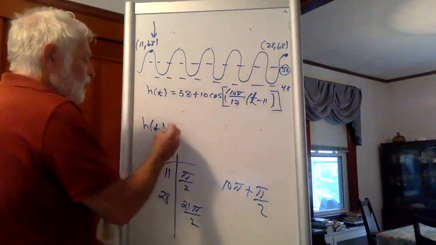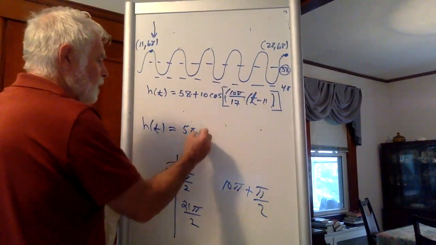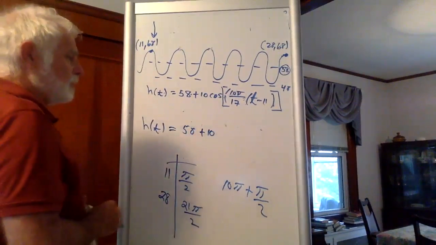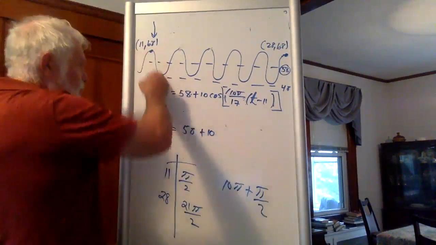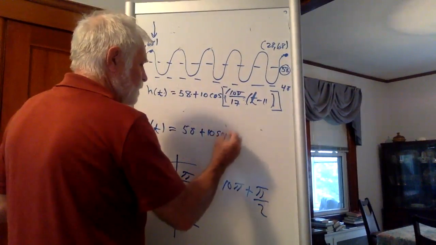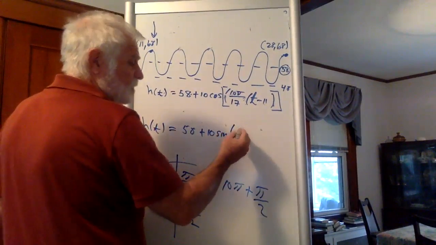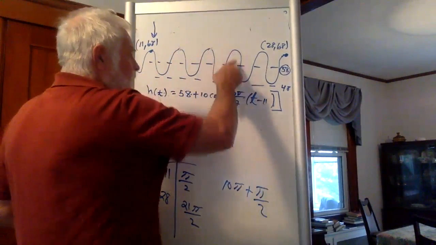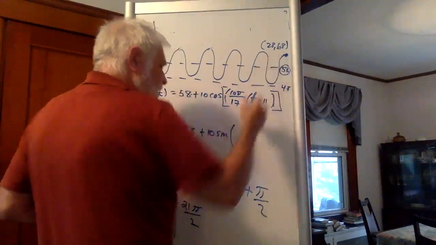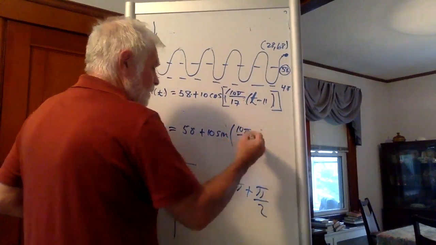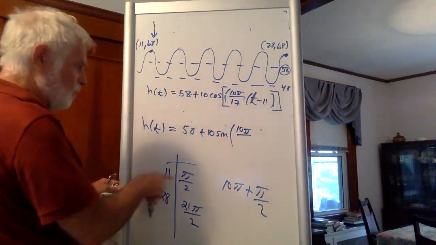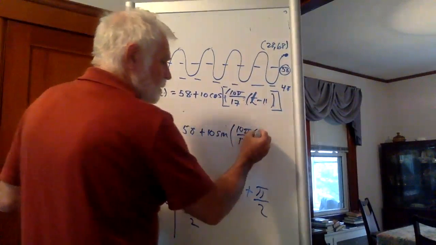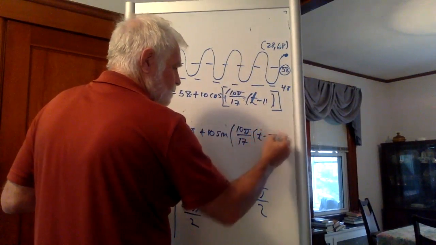This doesn't change. 58 is still the center. We're still going up and down 10. Okay, so it's at pi over 2, we start to drop. So we've got the sine function, and we still want 5 revolutions: 1 pi, 2 pi, 3 pi, 4 pi, 5 pi, 6 pi, 7 pi, 8 pi, 9 pi, 10 pi. We've done that in class, right? And that's the same. That's at 10 pi over 17, right? But we're starting where now? T minus pi over 2.